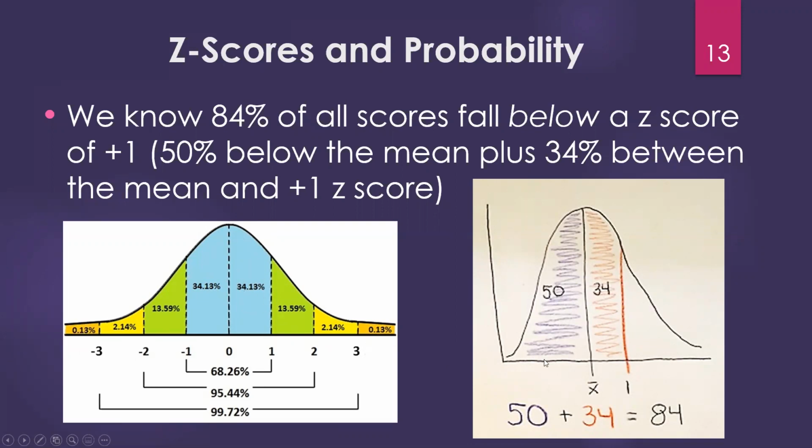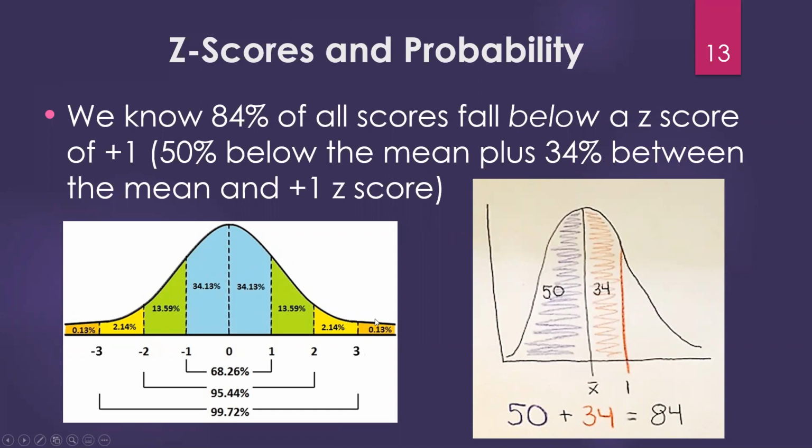If I was going to draw this out visually for myself, we would know that half of the values, all of those that are below the mean, are 50% of all values. Because the normal curve is perfectly symmetrical, there's half on each side, so there's 50% here, and within 1 standard deviation of the mean is 34% of all values. That comes from this.